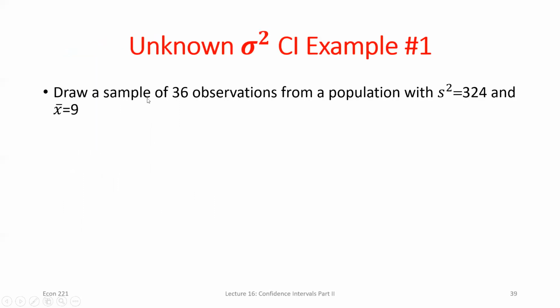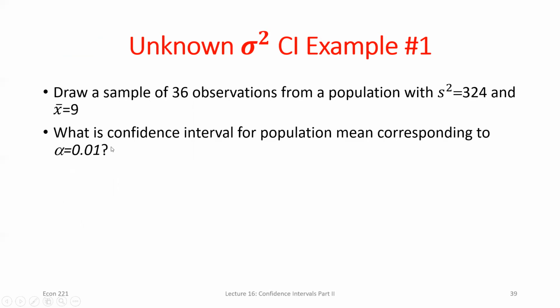Just to put some numbers to it, let's say I take 36 observations. I'm not able to observe the population variance, but I can calculate the sample variance to be 324, and the sample mean is 9. This example doesn't have any context, but it puts some numbers to it before we go to examples with a little more context. What would the confidence interval be for the population mean that corresponds to an alpha of 0.01?